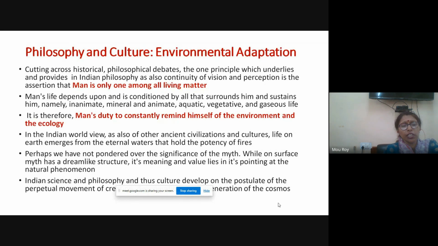Now, if you look at the Indian worldview, there are a lot of ancient civilizations and cultures, and if you ponder over them, there's a significant role, it has a place. While on the surface myth has a dreamlike structure, its meaning and value lie in its pointing at natural phenomena. Thus, Indian science, philosophy and culture developed on the postulation of a perpetual movement of creating and protecting the natural environment.